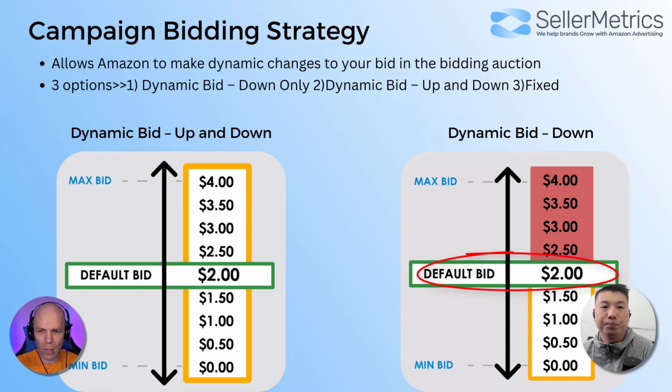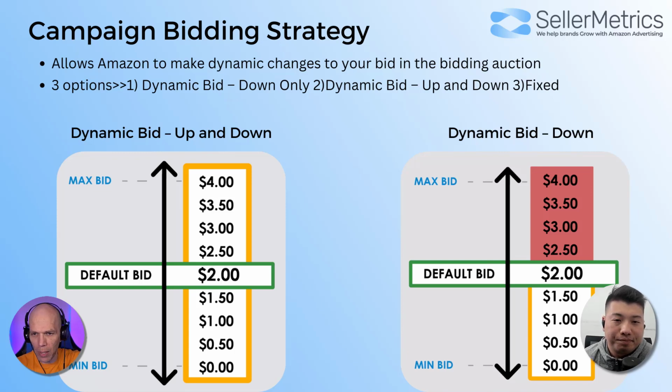In each of these instances, we're letting Amazon take the wheel. We're saying, hey, if you think this is going to convert at a higher cost, in the dynamic up and down, go ahead and bid more. But if you believe this is less likely to convert, could you bid a little bit lower? And that's where the dynamic bid down works as well.